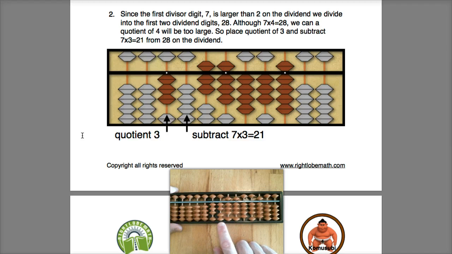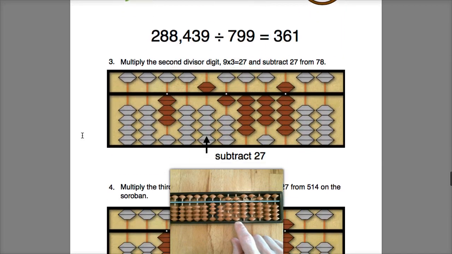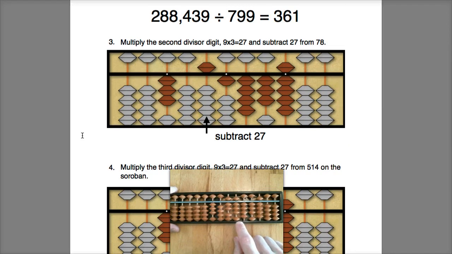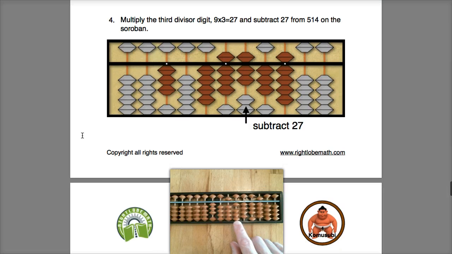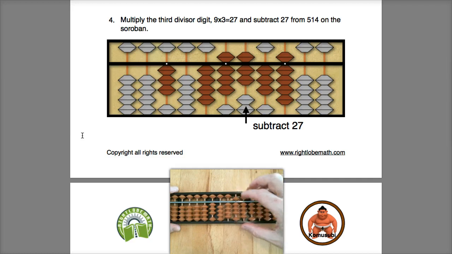With that 3, 7 times 3 is 21. Then I'm going to multiply the second divisor digit 9 times this 3, which is 27, so I can subtract that 27 easily enough. Then I move to my third divisor digit and multiply another 9 times that 3. This time I'm going to subtract 27 from the 514 that I have on the Soroban, by subtracting the 20 and then subtracting the 7. That's going to leave me with 48,739 remaining on my dividend.